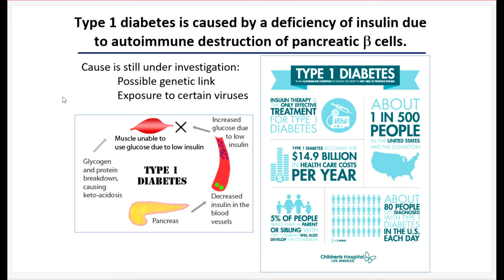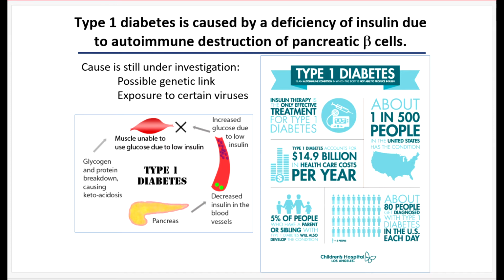So let's look at type 1 diabetes first. Type 1 diabetes is caused by destruction of pancreatic beta cells, which are responsible for producing insulin. There is definitely a genetic link, although the specific genetic link is not yet understood. There have been a whole host of genes associated with the development of type 1 diabetes, but no one definitive link to any one of those particular genes. So it's still being worked out and still under investigation.